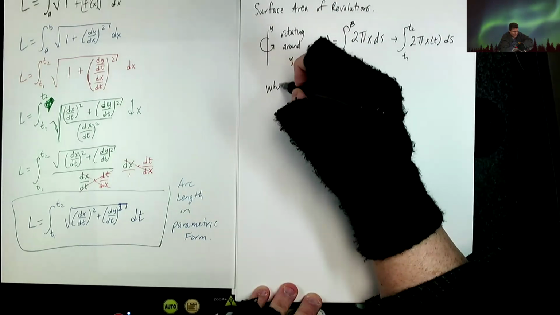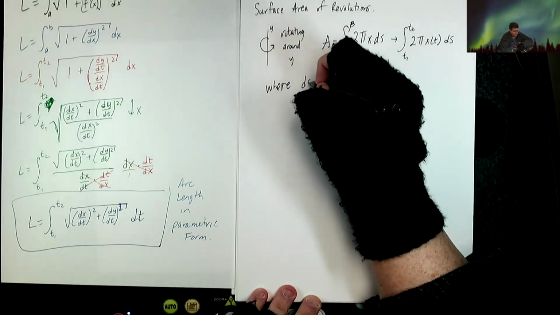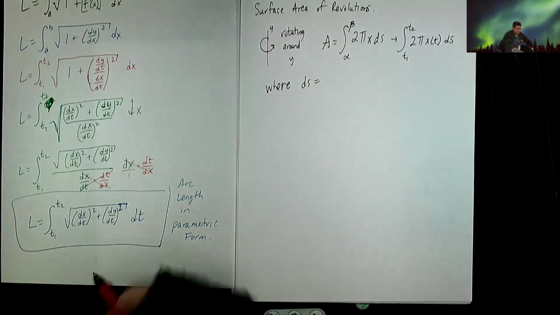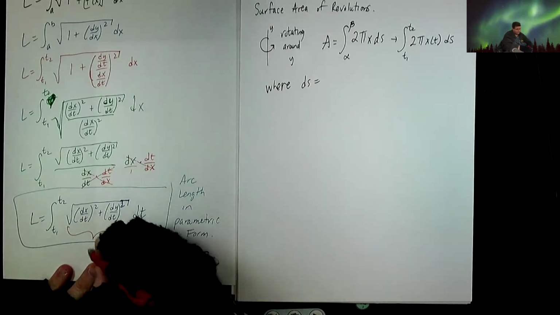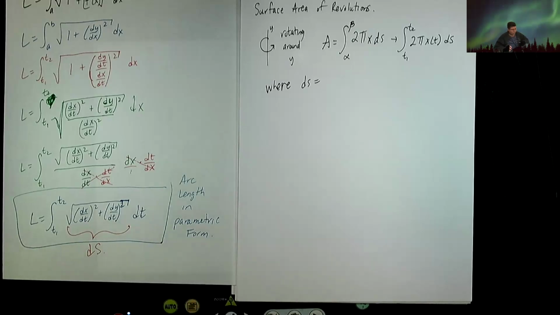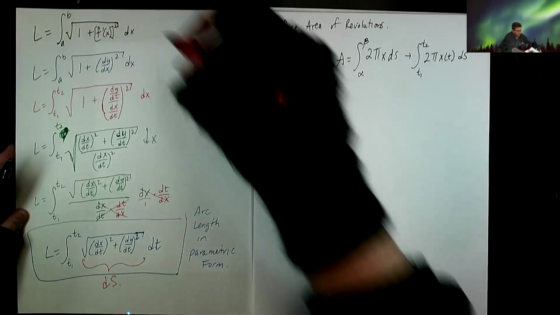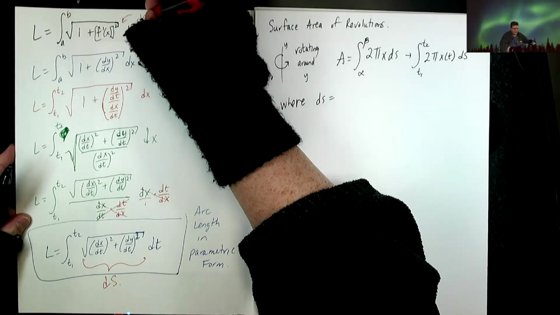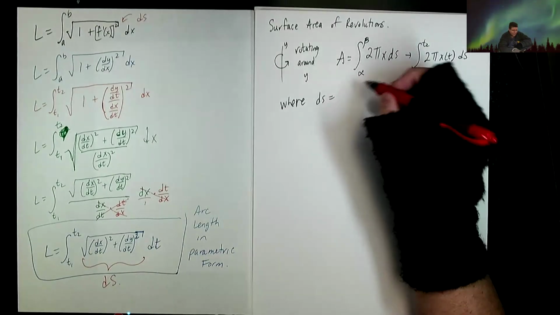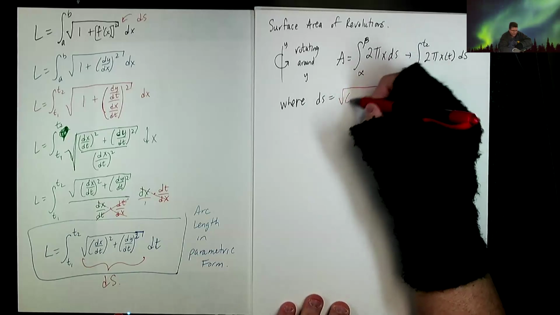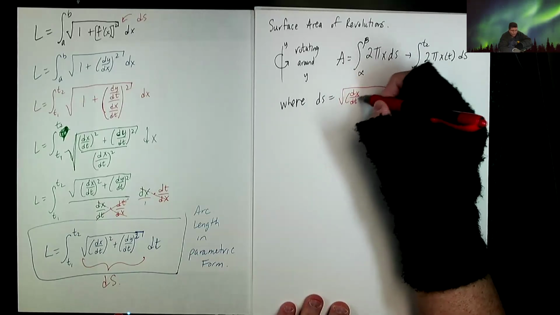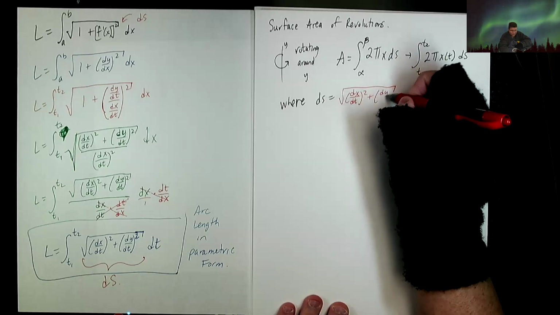Where ds equals this. When we originally derived arc length, that's what we called this. The square root was the ds, where ds is the square root of dx dt squared plus dy dt squared.